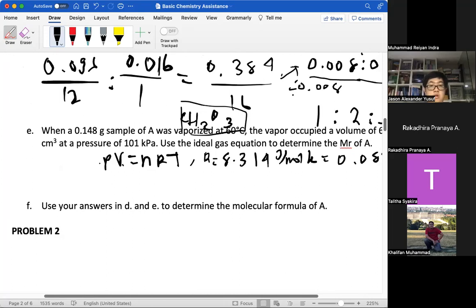Okay, so next is at the pressure of 100. We want to find the MR of A. And remember that the formula of mole n is the mass divided by the MR. And so we can substitute this formula here to get m over MR, RT. Now, to get MR, we just rearrange and substitute, and this is what we'll get.